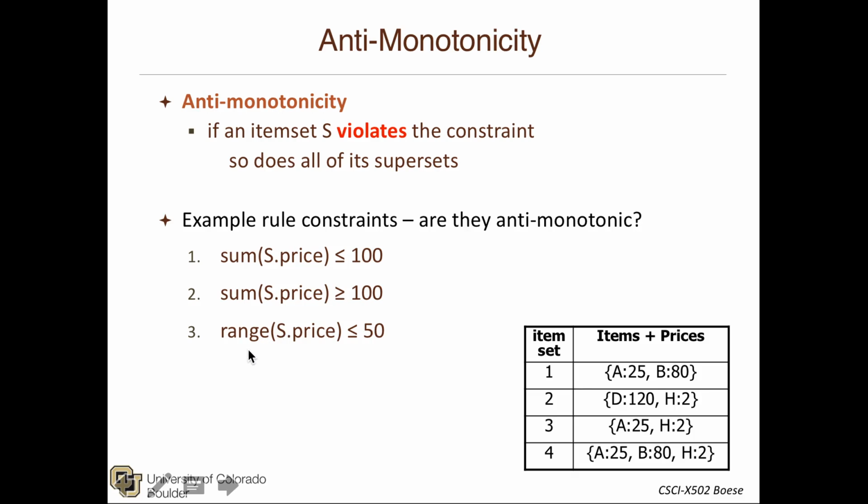If we look at the range, the constraint is that the range of the subset prices is less than or equal to 50. Because the term is less than or equal to, if our subset already violates this, say the range goes from 1 to 100 for the prices in our basket, then any superset, any more items we add to our basket, will still violate this. So this third one is also anti-monotonic.